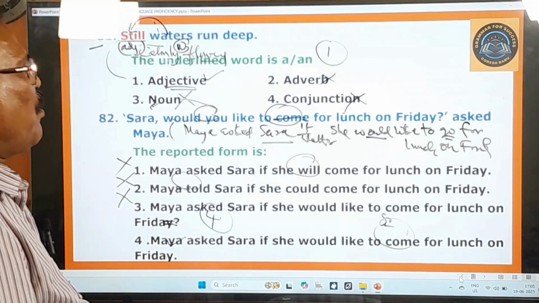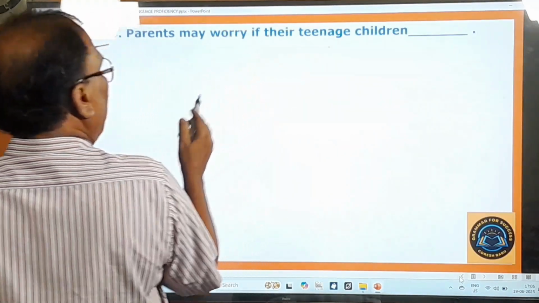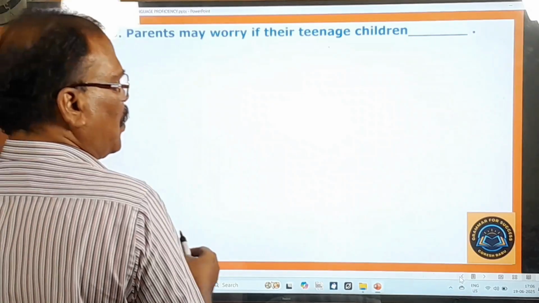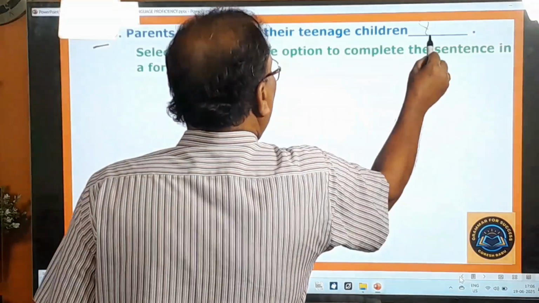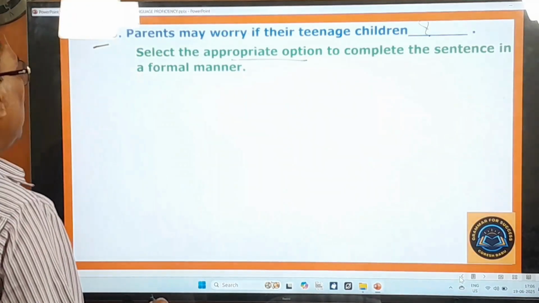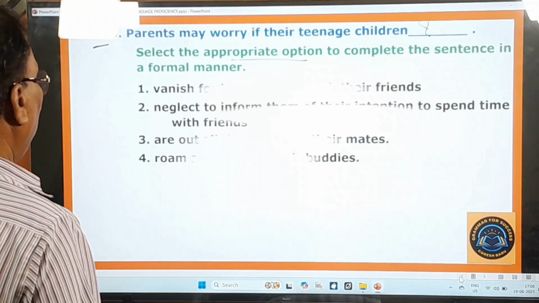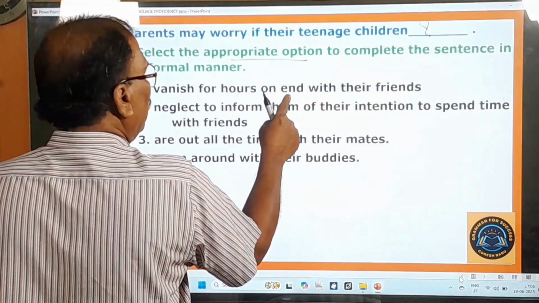Now you move on to other questions. 83rd question. Parents may worry if their teenage children dash. If their teenage children dash. What is to be used in this blank? Here, select the appropriate option to complete the sentence in a formal manner. Formal manner. Vanish for hours on end with their friends.